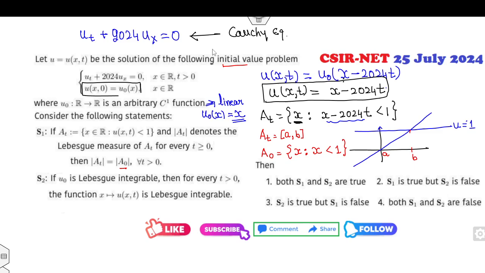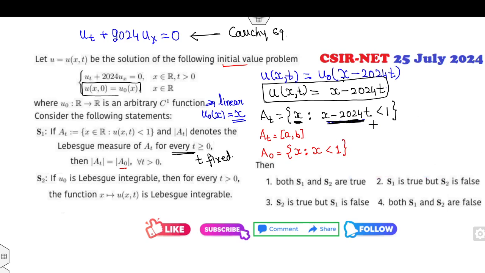The same thing they are asking here. Look at that. This is x minus a, because you can see that it is for every t. That means small t is a fixed number. Fine. So let me draw this graph again for you on this side. Firstly, this is the graph of x. Because 2024t is a fixed number, I can call it a, so this is the graph of x minus a.